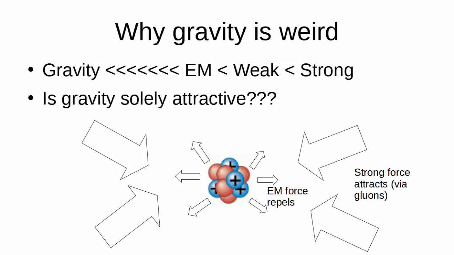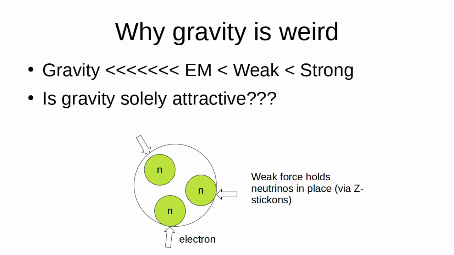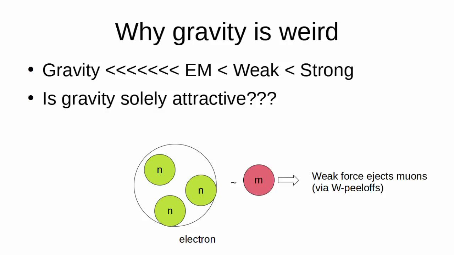For strong interaction, gluons mediate the cohesion of the nucleus despite the electromagnetic repelling force of the like-charged protons, whereas the strong interaction expels bad quarks via rip-offs. The weak interaction behaves similarly on the electron orbits, with Z stick-ons holding neutrinos in place and W peel-offs ejecting muons during the quantum phase transitions.